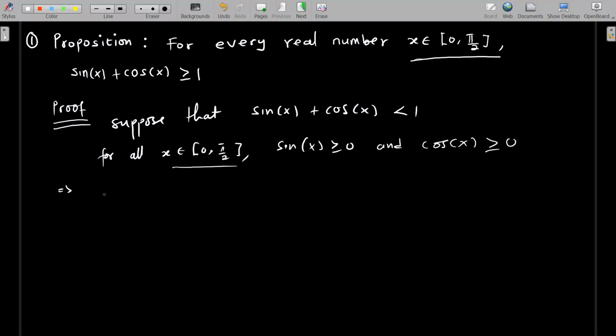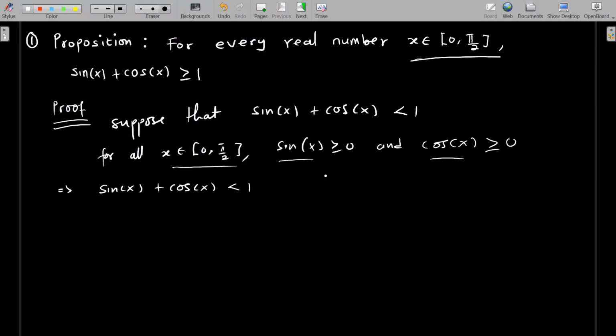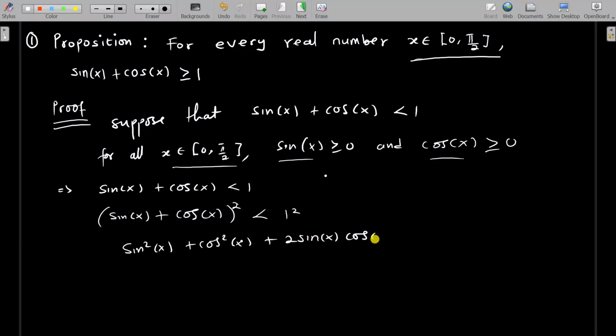Then this means that sine of x plus cosine of x will always be... we are saying this is less than 1, but we know that this one is greater than or equal to 0, and this one is also greater than or equal to 0. If I square both sides of this claim, I'm going to have sine of x plus cosine of x, squared, is less than 1 squared. This gives me sine squared of x plus cosine squared of x plus 2 sine of x cosine of x is less than 1. But we know that sine squared of x plus cosine squared of x is 1, from a trigonometric identity.